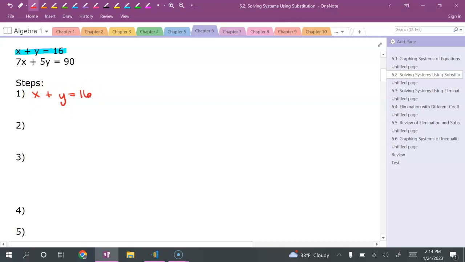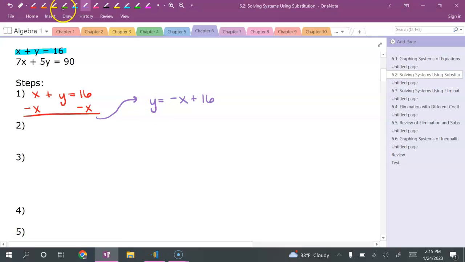So you're maybe still thinking about what you did last section. To do that, I'm going to subtract the x. And so now I'm going to write it over here: y equals negative x plus 16. So you've taken care of step 1. You've solved one of your equations for one of your variables. We've solved this equation for y.